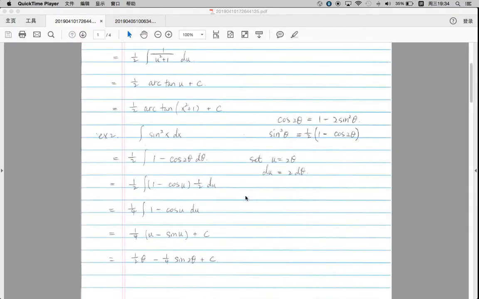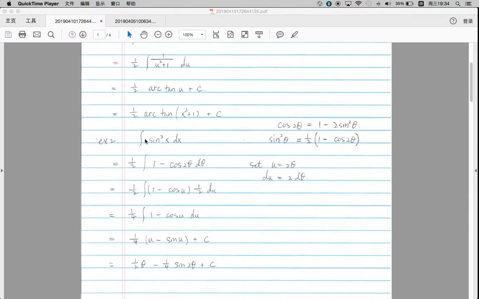Now let's take a look at the second example. We're evaluating the integral of x sine x squared. When we see a square of a sine or cosine or tangent, we always make them to a lower degree. So we need to think about any formulas that can help. We should memorize some of the formulas to have a better solution for the calculation.